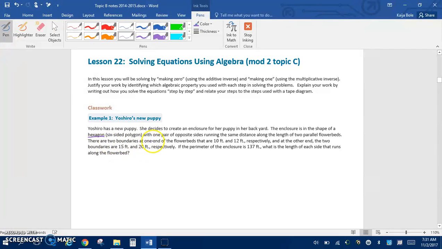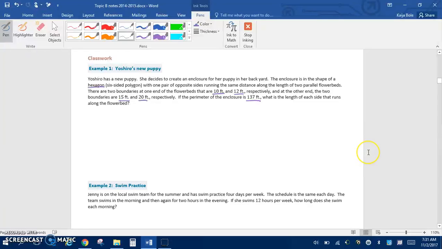There are two boundaries at one end of the flower beds that are 10 feet and 12 feet respectively, and at the other end the two boundaries are 15 feet and 20 feet respectively. If the perimeter of the enclosure is 137 feet, what is the length of each side that runs along the flower bed? Alright, so first we need to draw a picture.